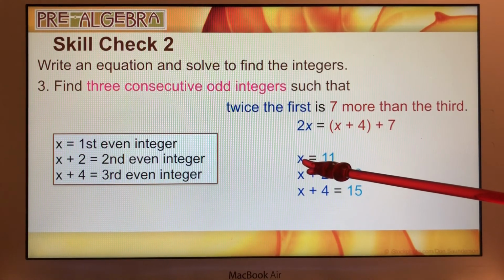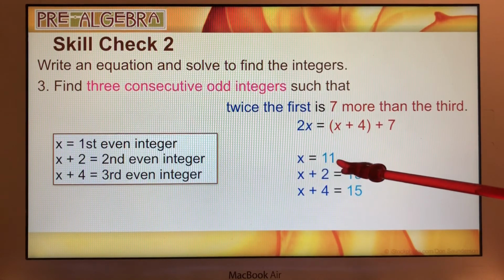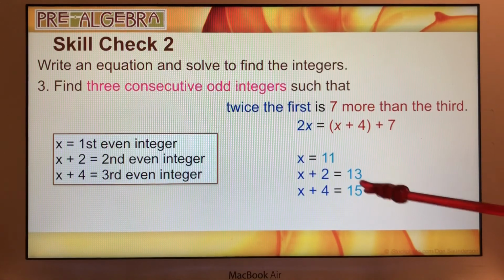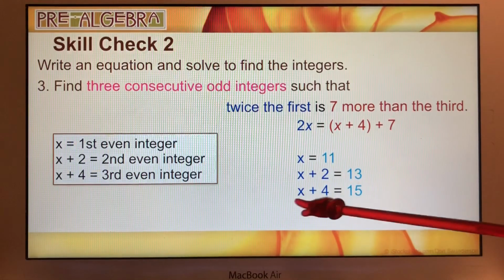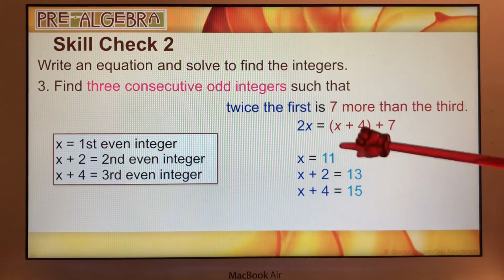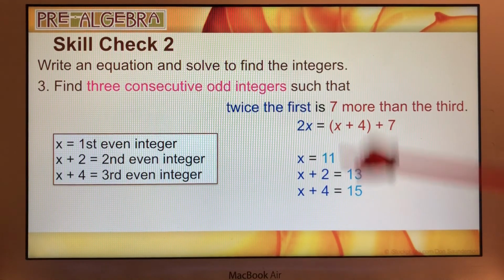you'll find that our x is equal to 11. x plus 2 then is equal to 13. And then x plus 4 is equal to 15. And then our three odd integers are 11, 13, and 15.